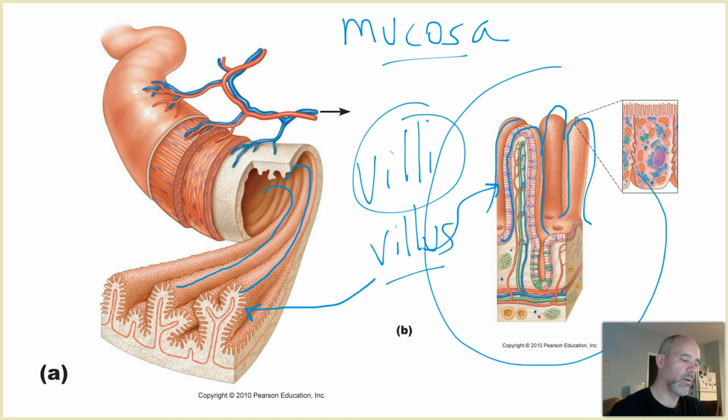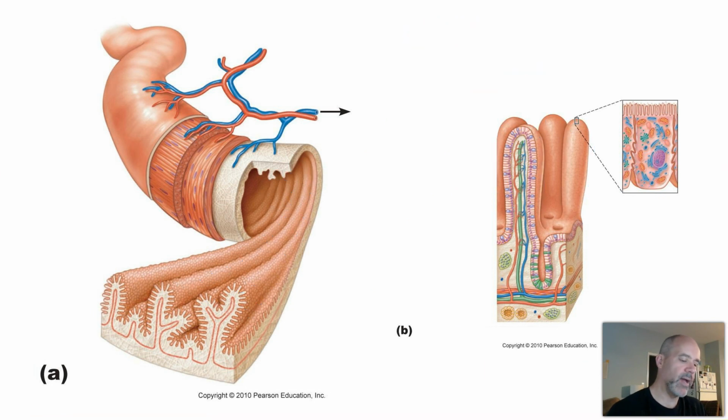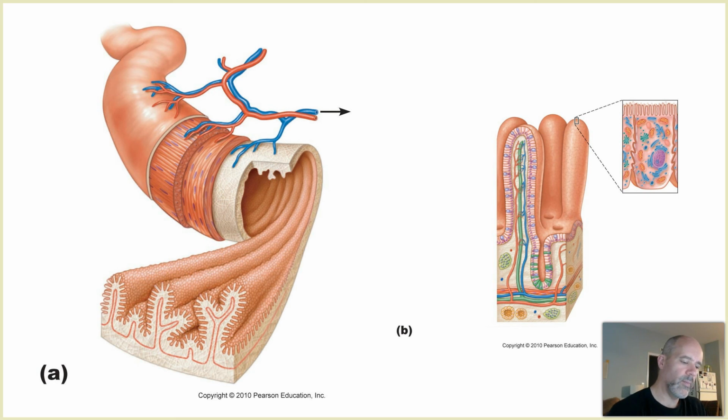And each of those villi is covered with or lined with epithelial cells. So you have a very thin epithelial lining that I'm tracing there with the stylus. Those are simple columnar epithelial cells which face the lumen, the space in here inside the small intestine.